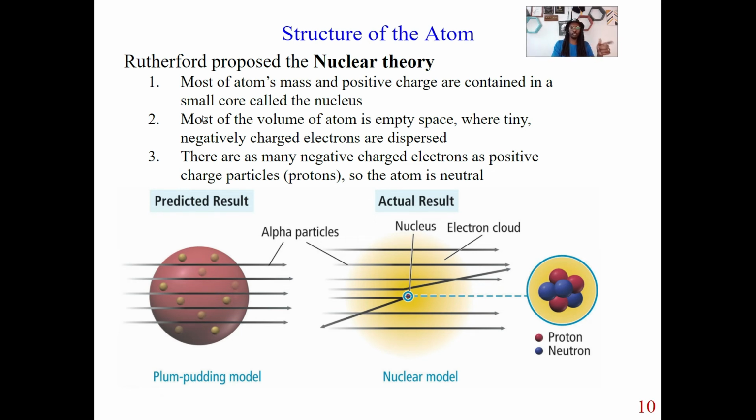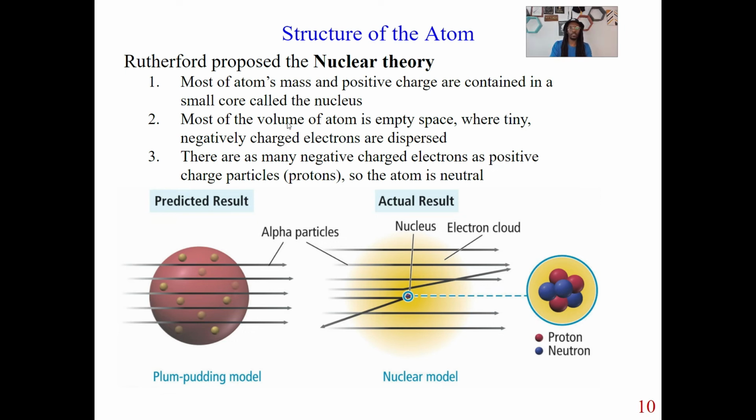Okay? So let's talk a couple things here. So let's look at the first one here. Most of the atoms' mass and positive charge are contained in a small core called a nucleus. So Rutherford said that, okay, we got a nucleus, and actually the atom is mainly in this nucleus, okay? And really everything about an atom is in it, okay? So it's not this big old sphere that we all thought it was, okay?